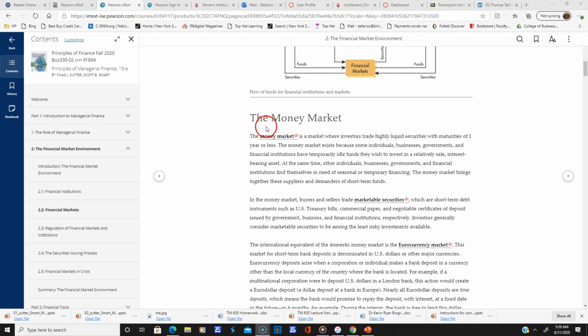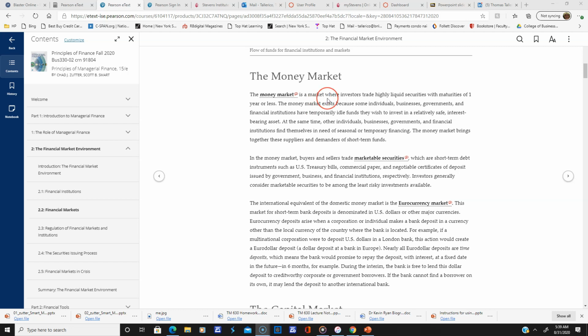On chapter 2, where I left off was the money market. We left off here. Here was the drawing we looked at. The money market is a market for short-term liquid securities. And you notice the magic word here is maturities of 1 year or less.